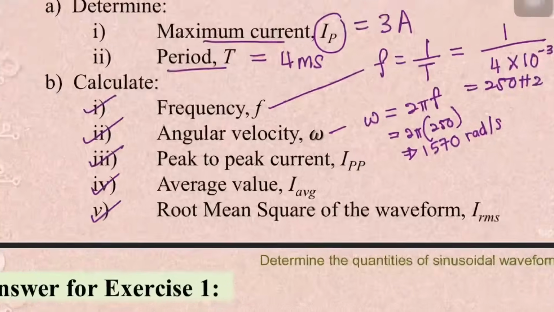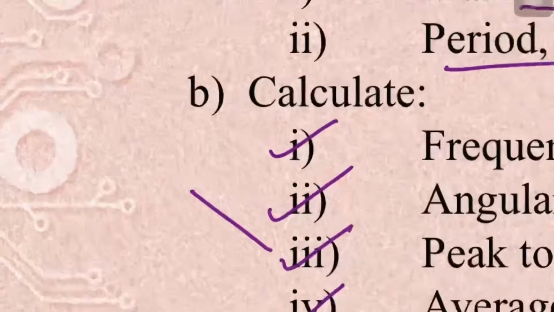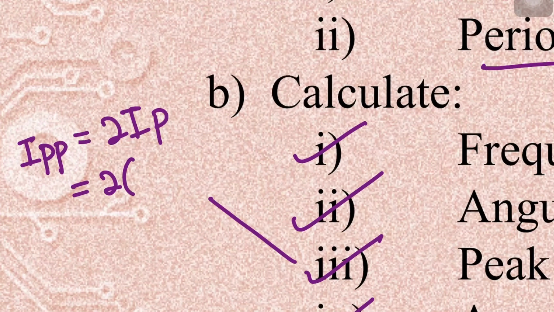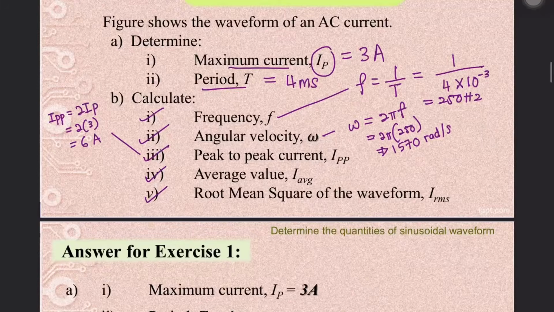Good job. Okay, next, peak to peak value adalah 2 times your I peak. So, peak to peak value dekat sini, dia akan jadi I PP is equals to 2 I P. So, 2 I P is 2 darab 3. Jawapan dia adalah 6 ampere. Betul? Betul, pandai. So, average value dengan root mean square berapa?